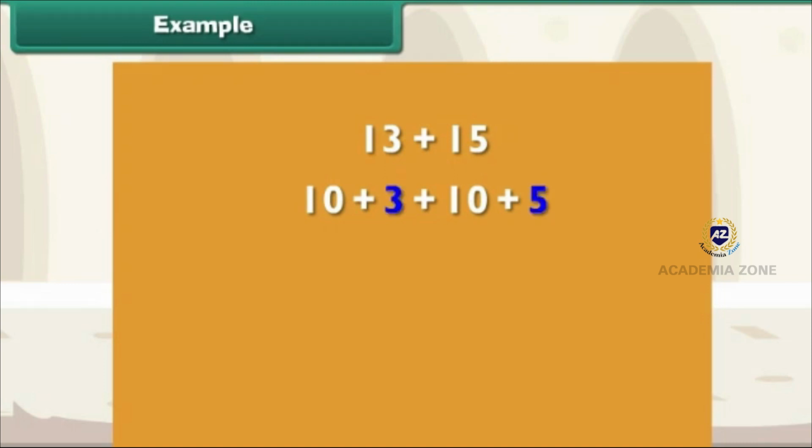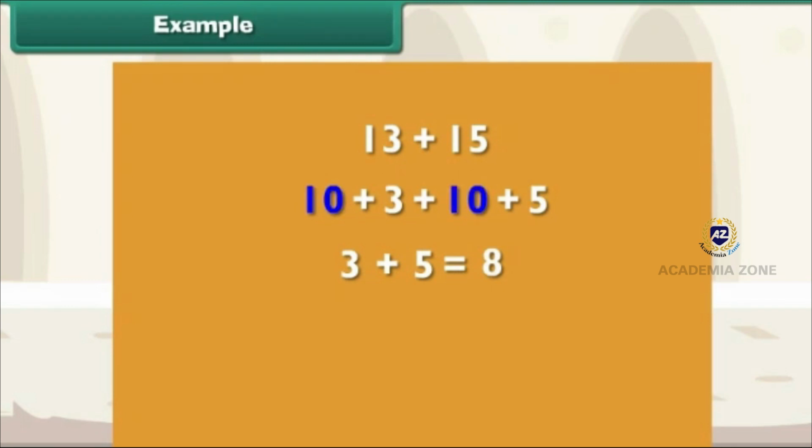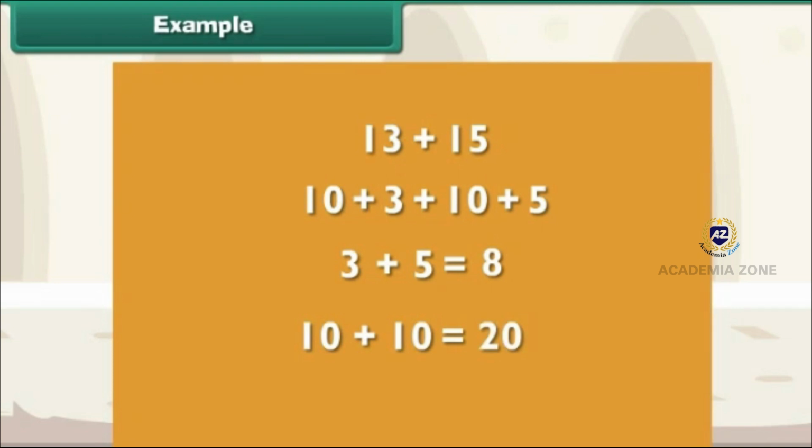3 plus 5 is equal to 8. 10 plus 10 is equal to 20. 20 plus 8 is equal to 28. 28 is the answer.